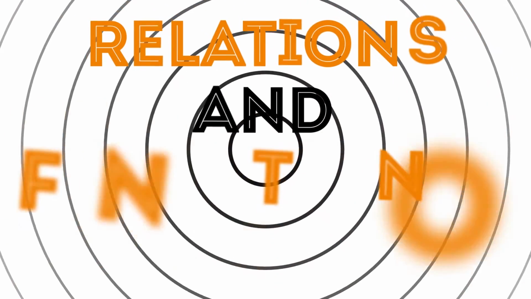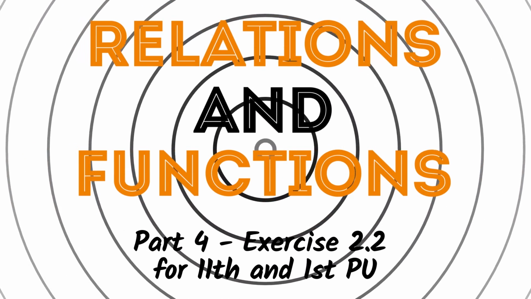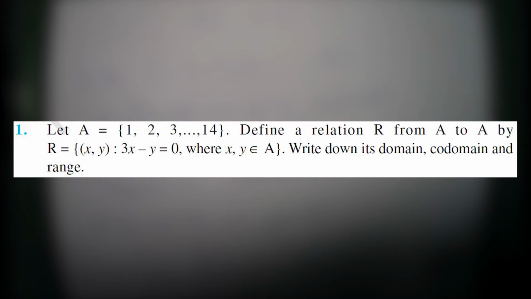Now we'll be going through exercise 2.2. So the first question is, let A = {1, 2, 3, 4, and so on till 14}. Define a relationship R from A to A given by R = {(x, y): 3x - y = 0, and x and y belong to set A}. Write down its domain, codomain and its range.